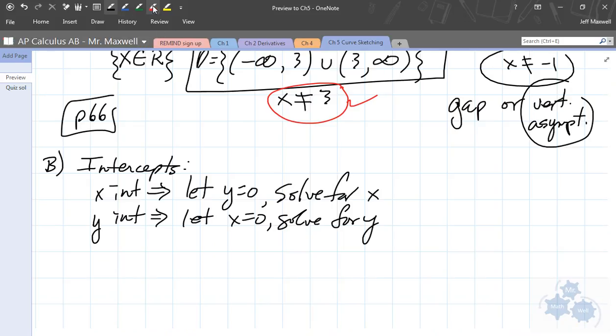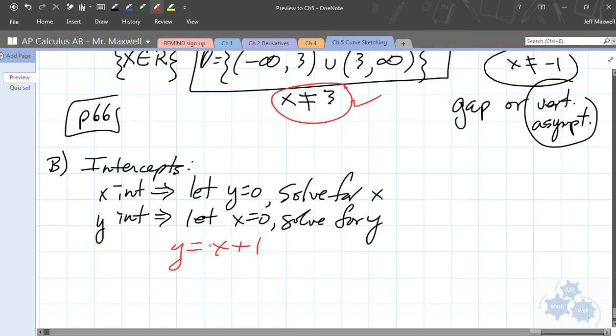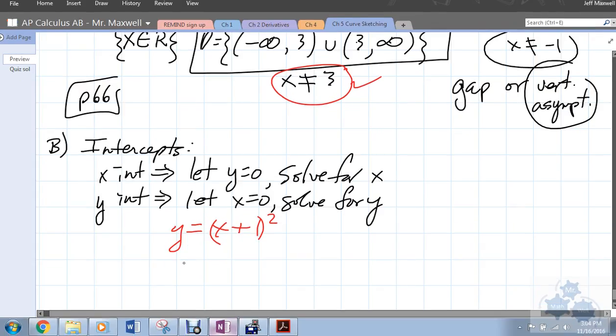Now, we'll do some examples, of course, but if you have y equals x plus 1, this is easy. If it's x plus 1 squared, maybe it's not so much, right? But if you want to find the x-intercept, let y equals 0. So you have 0 equals x plus 1 squared. Square root of both sides, solve for x, right? X equals negative 1.